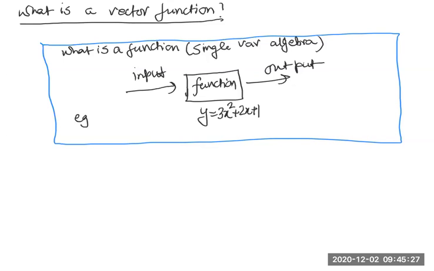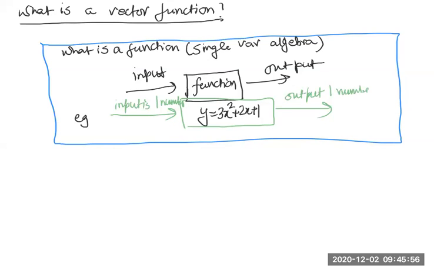This thing is a function. What are the inputs it takes and what are the outputs? So the input is one number, right? That number may either be the value of x or it may be the value of y, does not matter. And the output is also a single number. So for example, x is equal to 0, y is equal to 1, right?